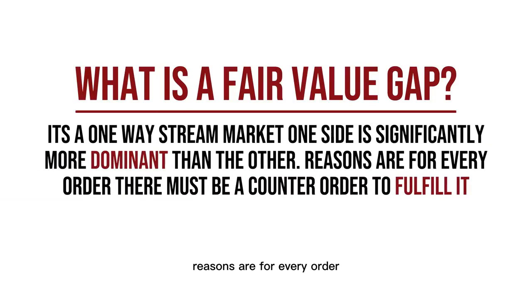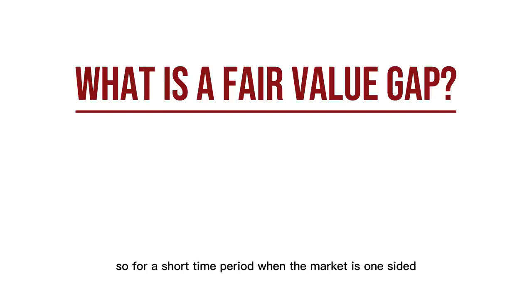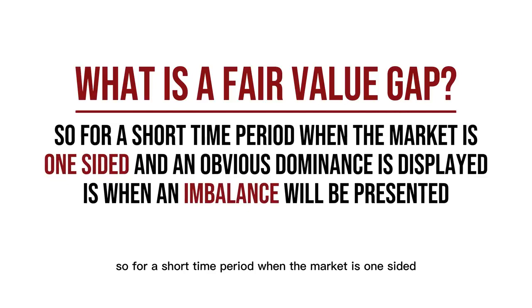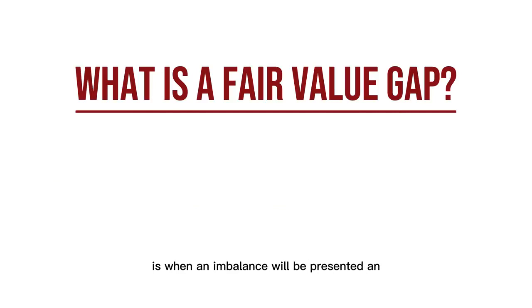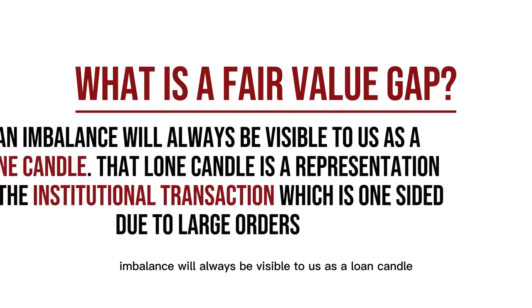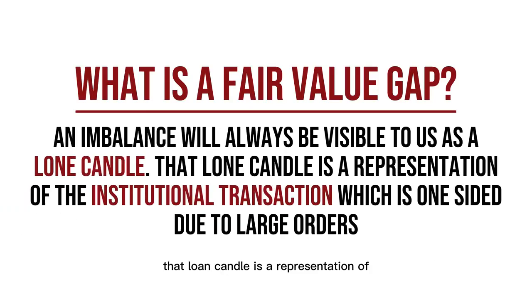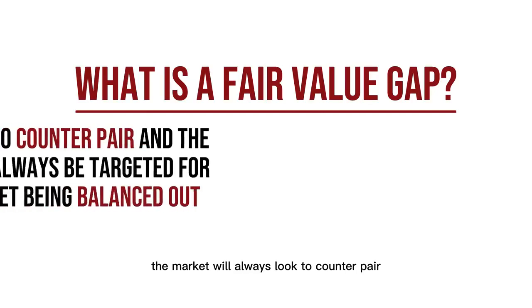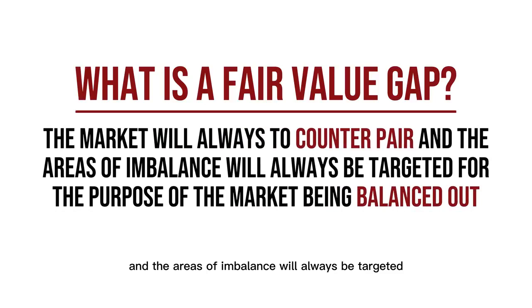The reason is, for every order, there must be a counter order to fulfill it. So for a short time period, when the market is one-sided and an obvious dominance is displayed, an imbalance will be presented. An imbalance will always be visible to us as a lone candle. That lone candle is a representation of the institutional transaction, which is one-sided due to the large orders. The market will always look to counterbalance, and the areas of imbalance will always be targeted for the purpose of the market being balanced out.